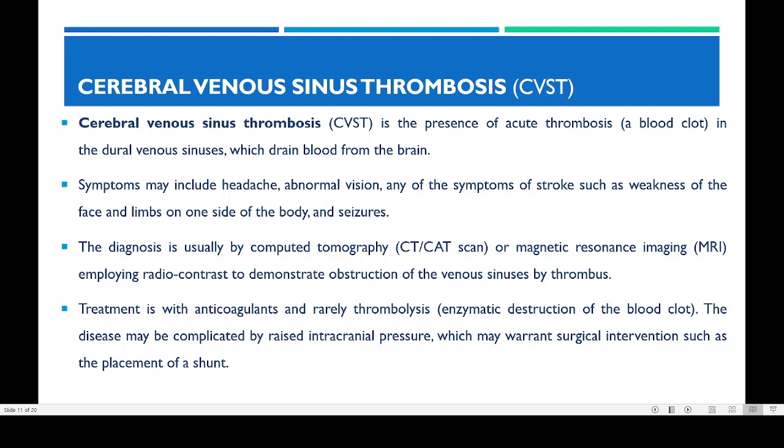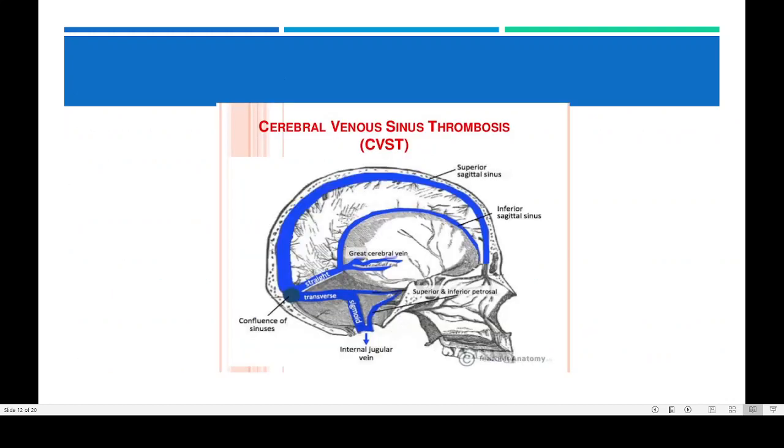So this is regarding the cerebral venous sinus. Venous means basically venous blood. Then sinus means a cavity, and thrombosis means a clot. A clot in the sinus, or a clot in the cerebral venous sinus. That is a major vein in the brain, and a thrombosis is taking place. Then we call it cerebral venous sinus thrombosis.